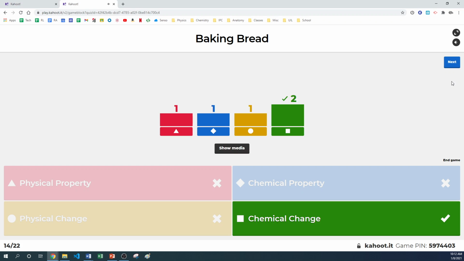So is it changing? It's not a chemical change. So it's going from dough into bread. Oh, that makes sense. So the dough has completely different properties than cooked bread. You are chemically changing the nature of the dough to turn it into bread.